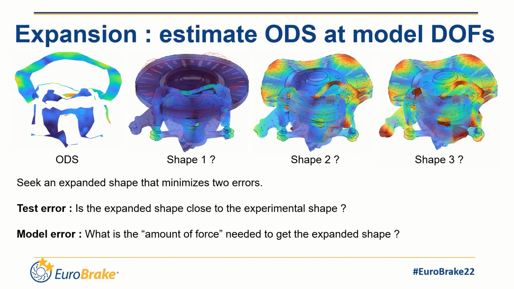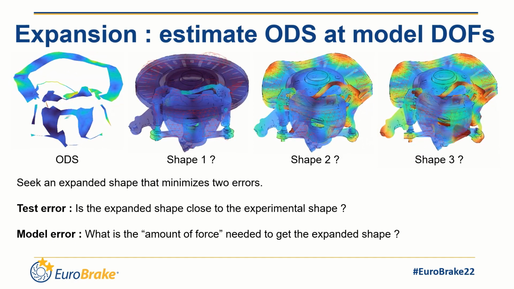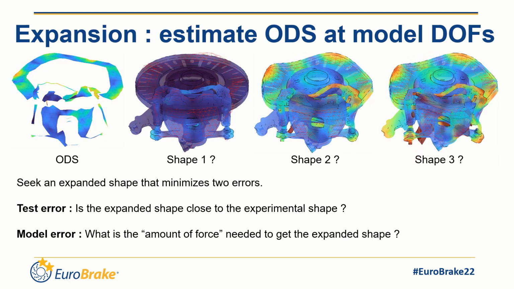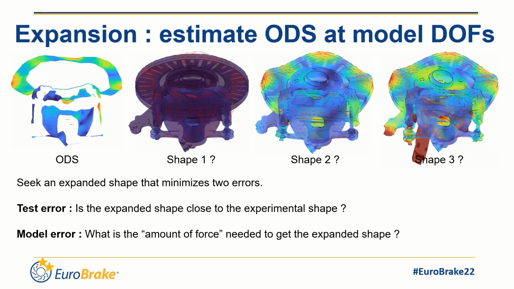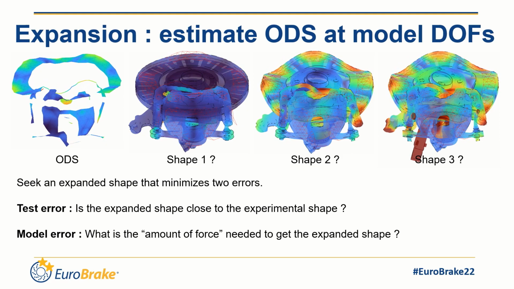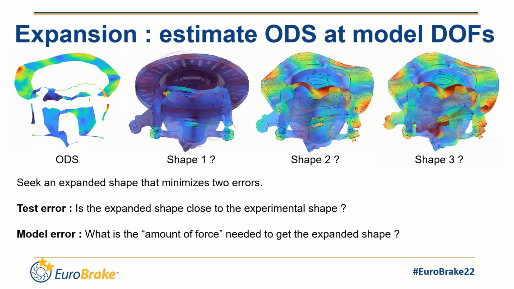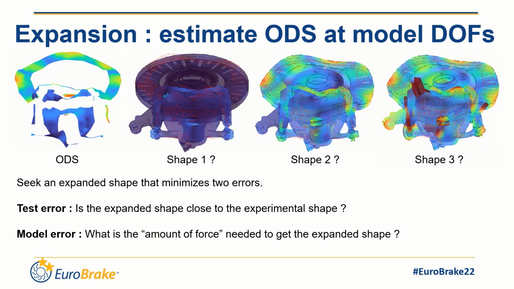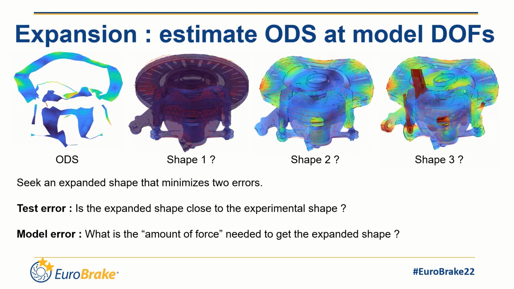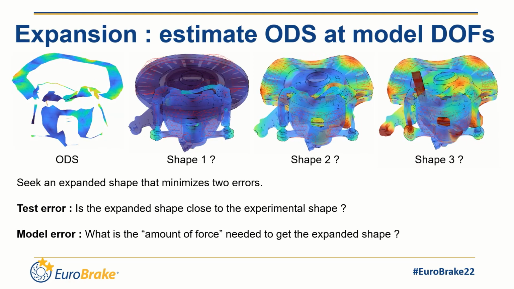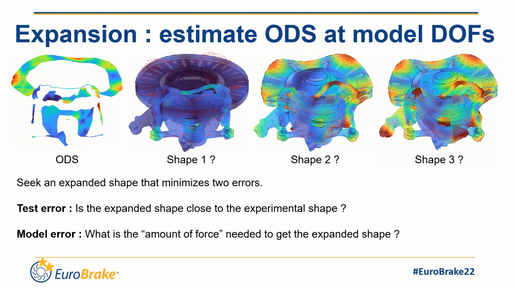The second criterion is the model error, which tends to measure the amount of force that must be applied in the model to obtain the expanded shape. So you can see here 3 expanded shape candidates that will be used to introduce the 2 criteria.